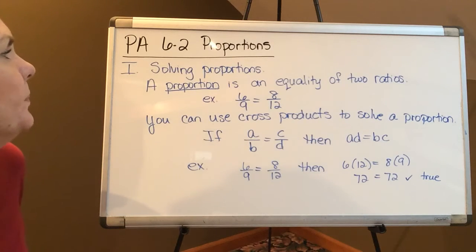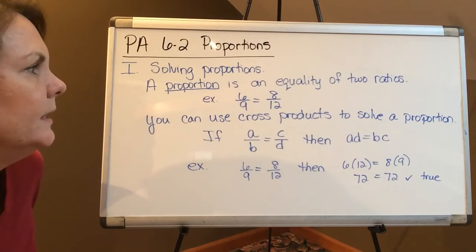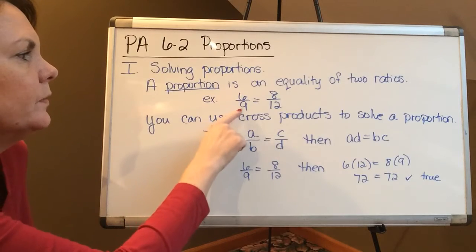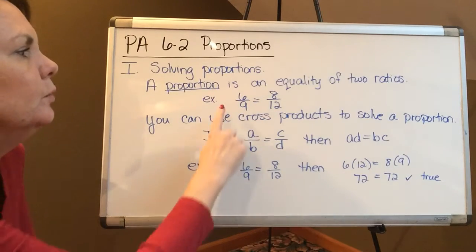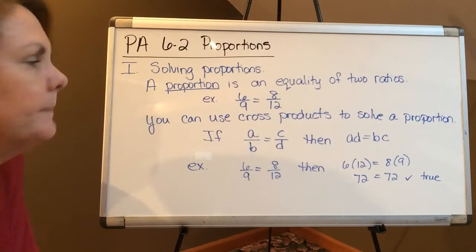This is real simple. To solve a proportion, first of all, a proportion is an equality of two ratios. So for example, 6 over 9 equals 8 over 12. Those are two ratios that are set equal to each other, and they're a true statement. I'll get to that in a bit.